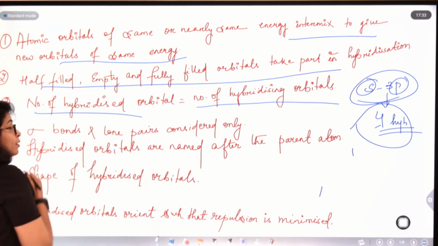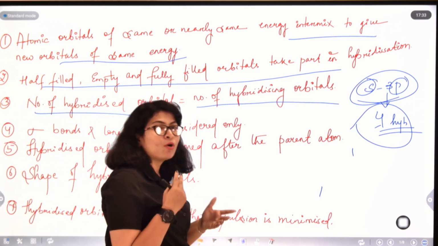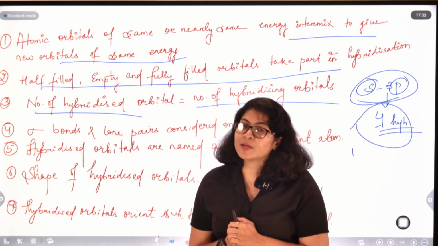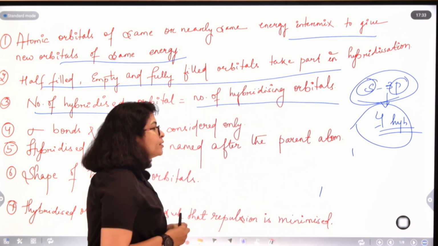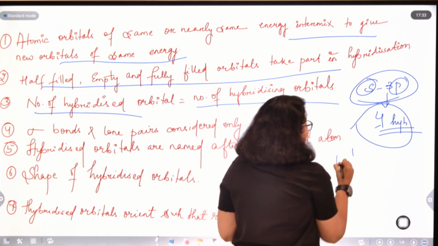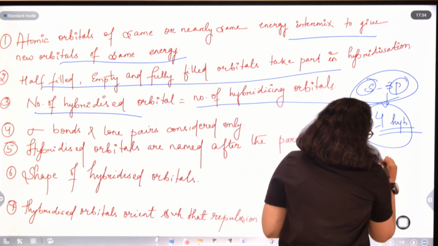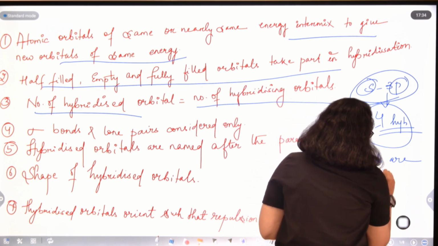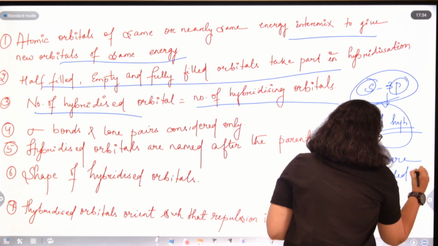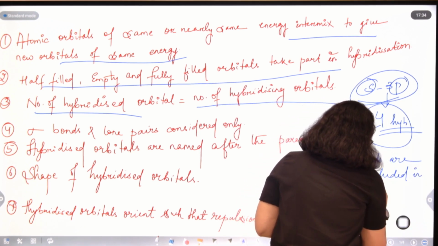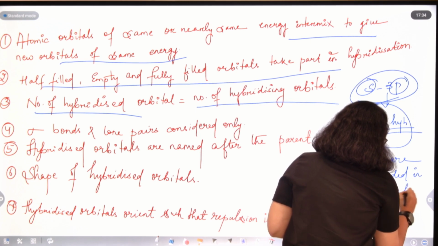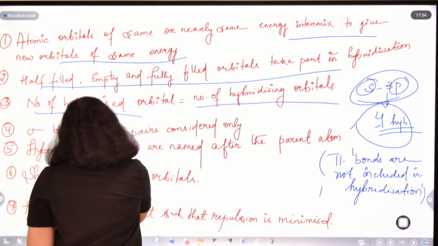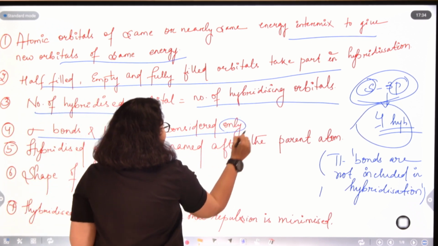Next, to find out hybridization, we only consider sigma bonds as well as lone pairs. Pi bonds have nothing to do with hybridization. Remember this one: pi bonds are not included in hybridization in any case. So sigma bonds and lone pairs are considered only.